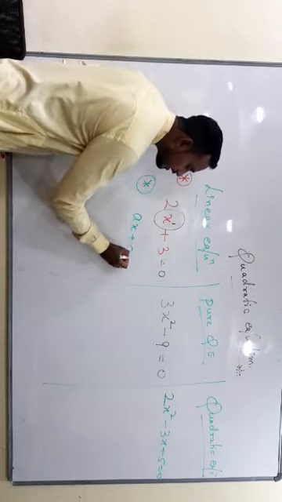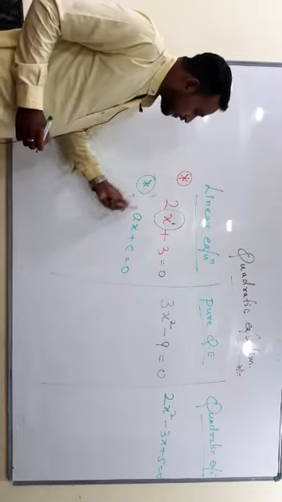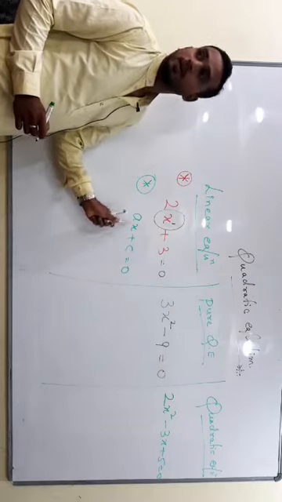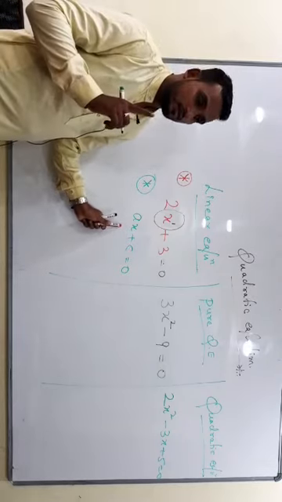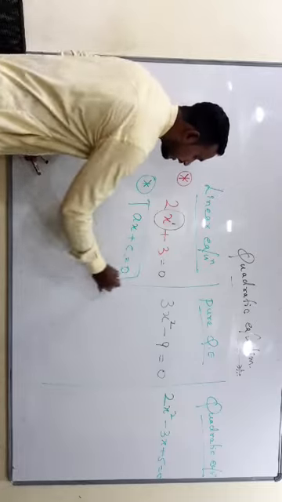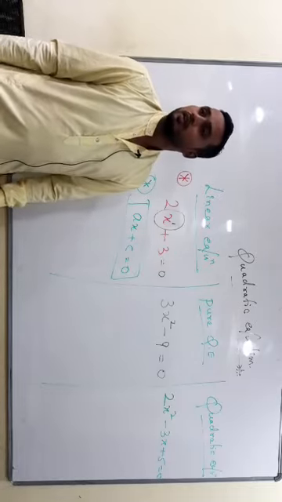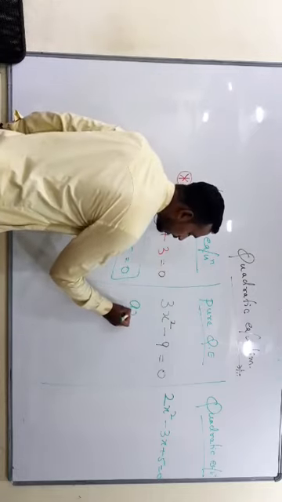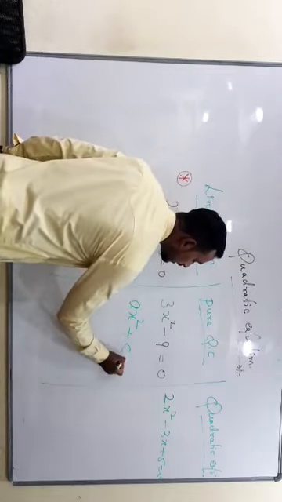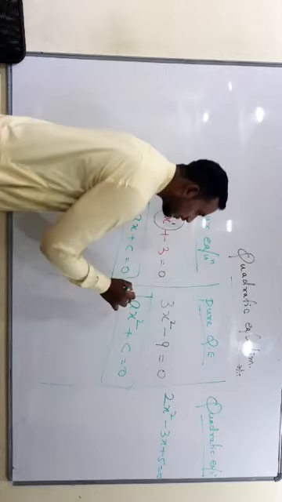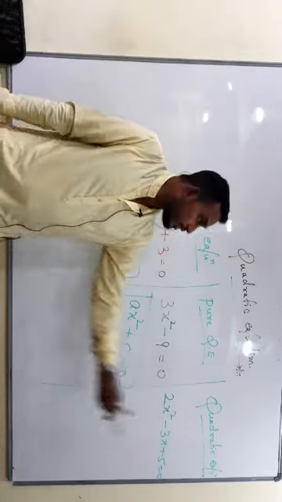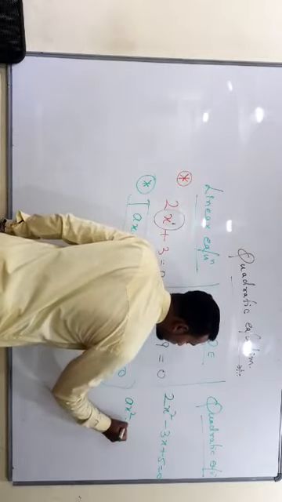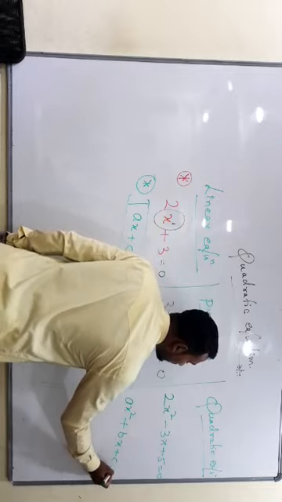So what is the standard form of linear equation? ax plus c is equals to 0. In place of a we can write any number, in place of c we can write any number. But here x is the variable. So this is called the standard form of linear equation. Then the standard form of pure quadratic equation is ax square plus c is equals to 0. And the standard form of quadratic equation is ax square plus bx plus c is equals to 0.